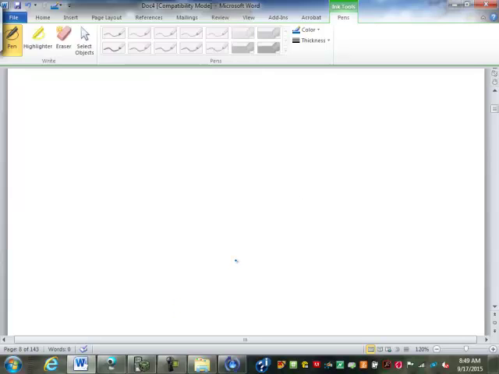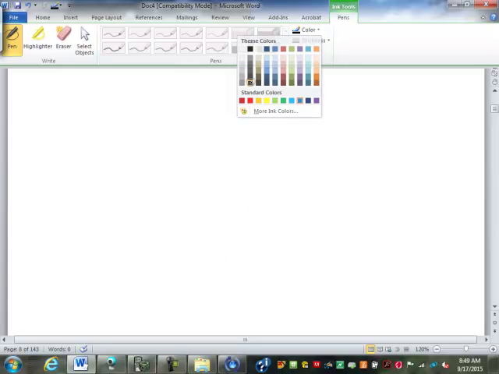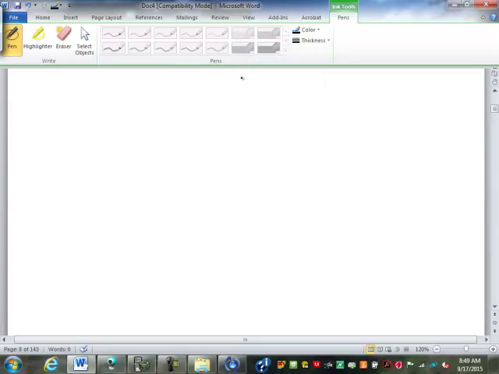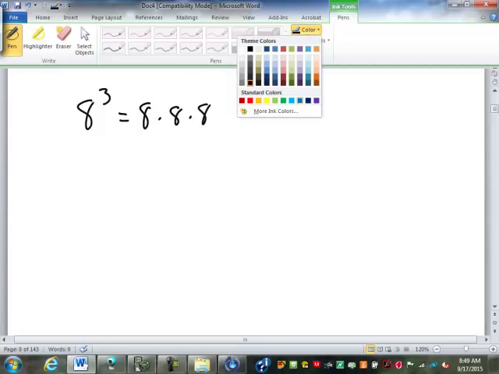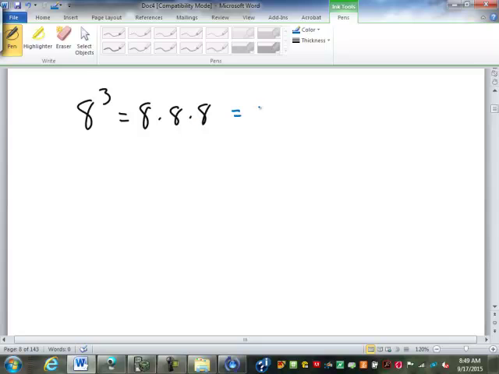A little bit different topic today. We've touched on it just briefly before, but we're going to take a look at something that looks like this. What does that mean? 8 to the 3rd power. Good. How do we calculate it? There you go. 8 times 8 times 8. It means there are 3 8s multiplied together, which would multiply up to 512.